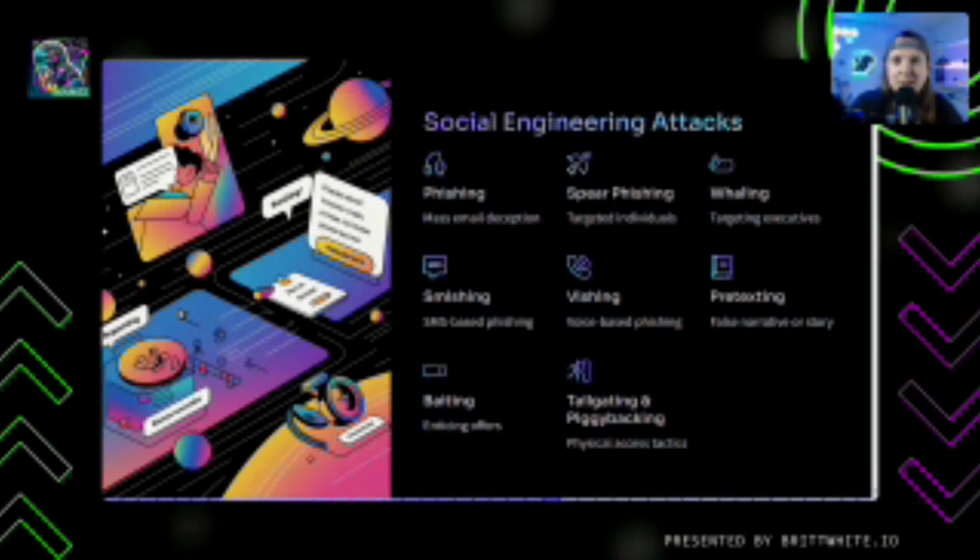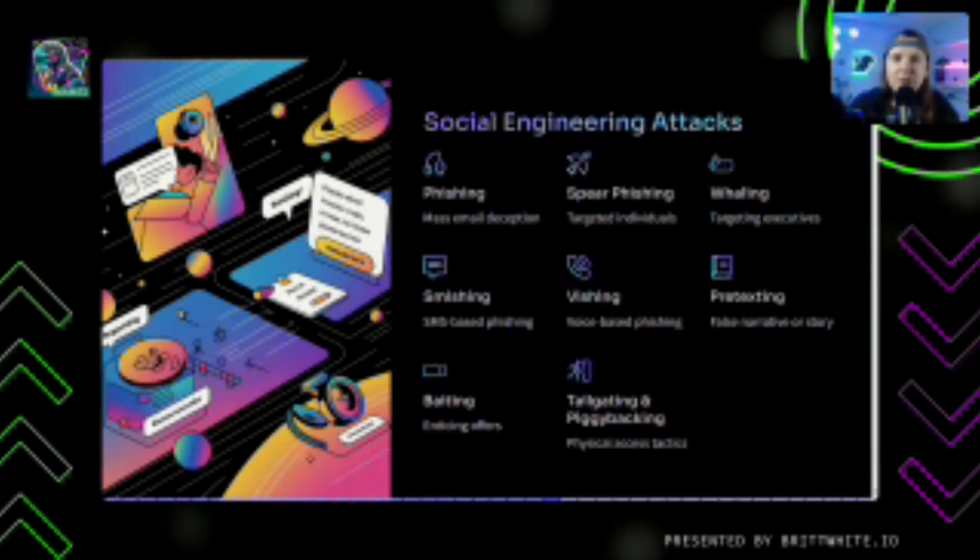And finally, let's discuss physical access attacks. Tailgating is when someone follows closely behind an authorized person through a secured door. Piggybacking is similar, but it involves social interaction. "Hey, could you hold the door, please? I forgot my badge." Both bypass physical security controls through social manipulation. There are many ways attackers can exploit this human element, and these are just the common ways.